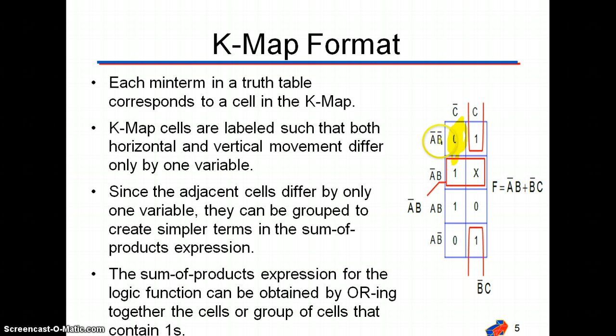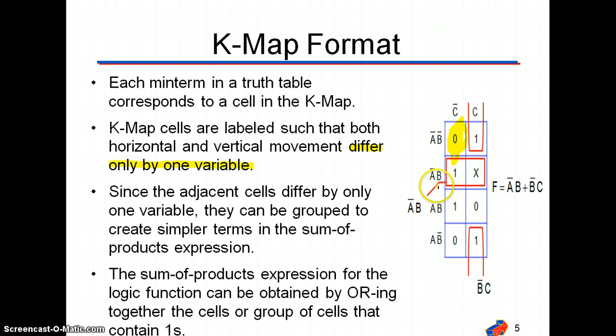This cell corresponds to a truth table where there are 3 terms, A bar, B bar, C. That term is not actually present in the equation, so it's 0. K-map cells are labeled such that both horizontal and vertical movement differ only by one variable. This is very important to note. It differs by just one variable.